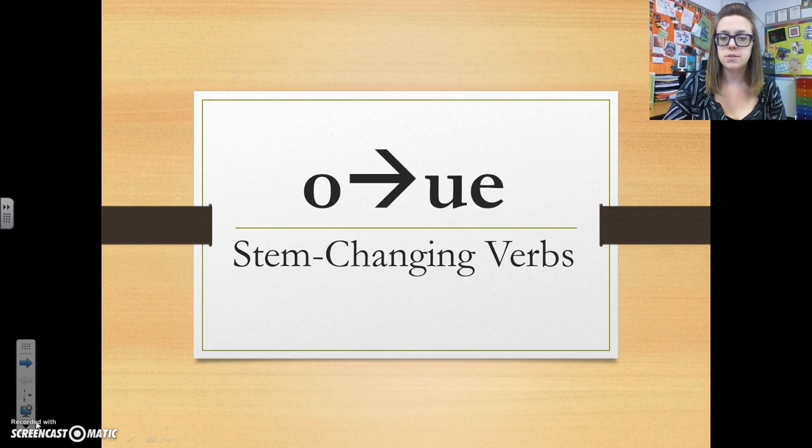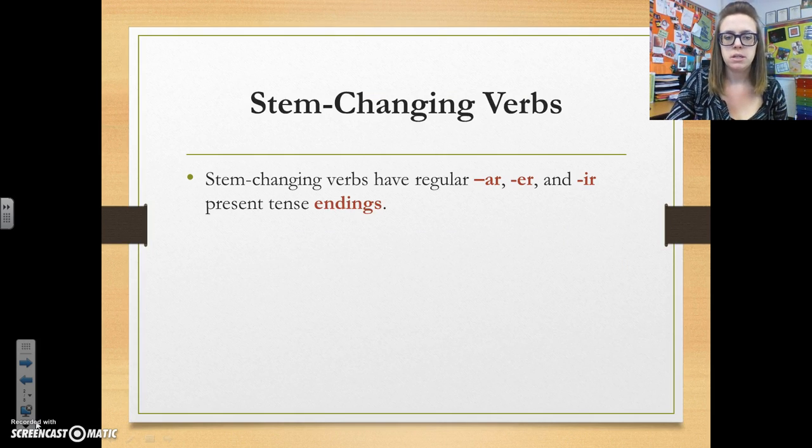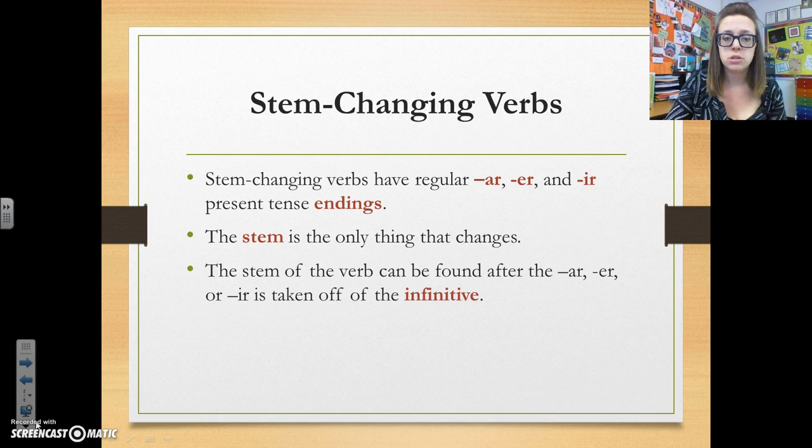Okay, today's lesson is over O to UE stem changing verbs in Spanish. So, quick review over stem changing verbs. Stem changing verbs have regular AR, ER, and IR present tense endings. The stem is the only thing that's going to change. The stem of the verb can be found after the AR, ER, or IR is taken off of the infinitive.